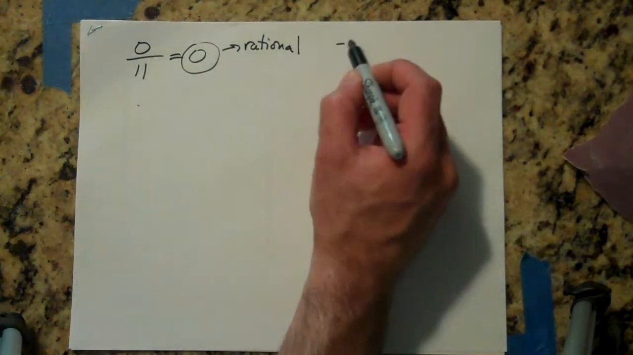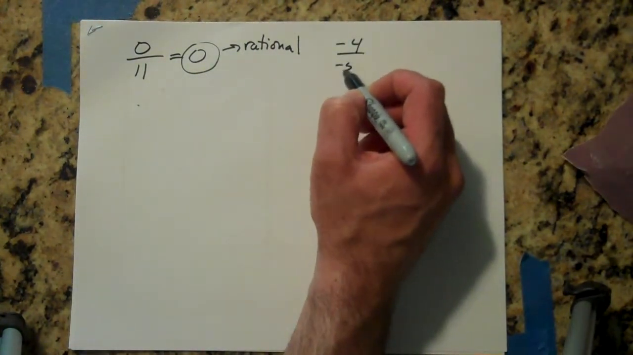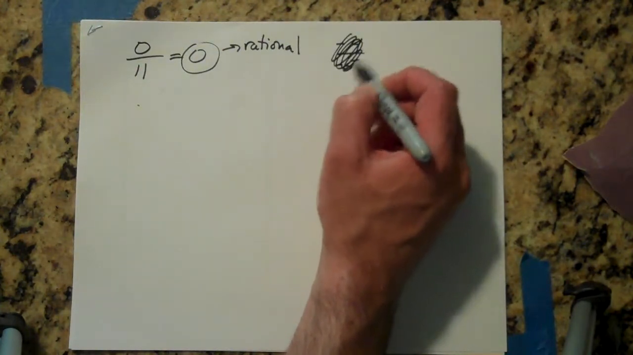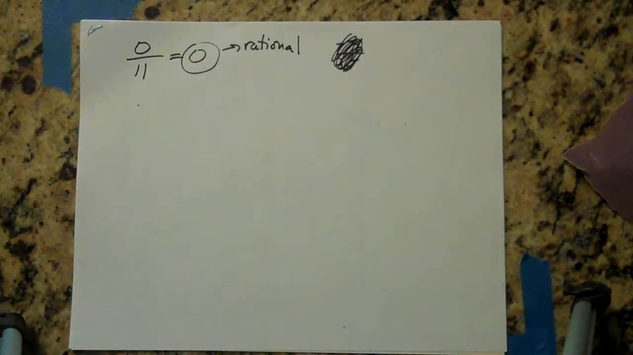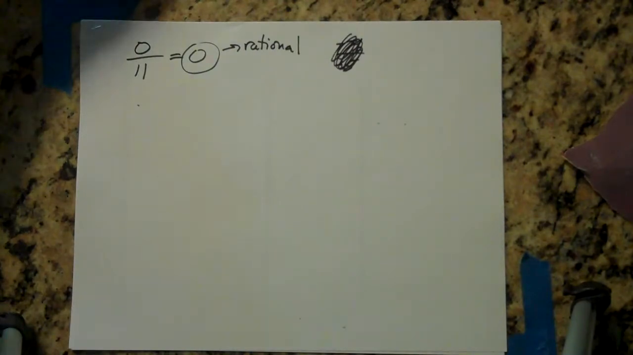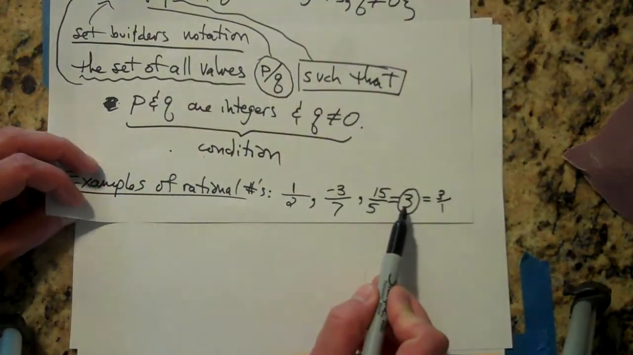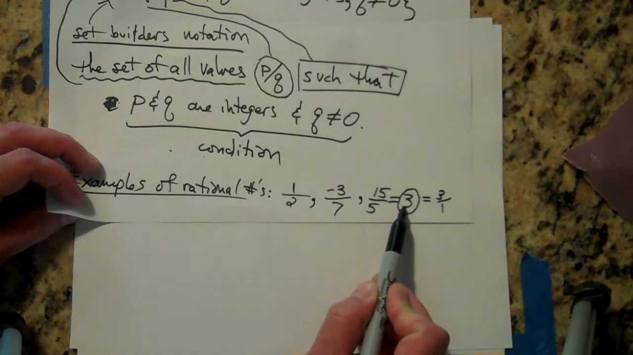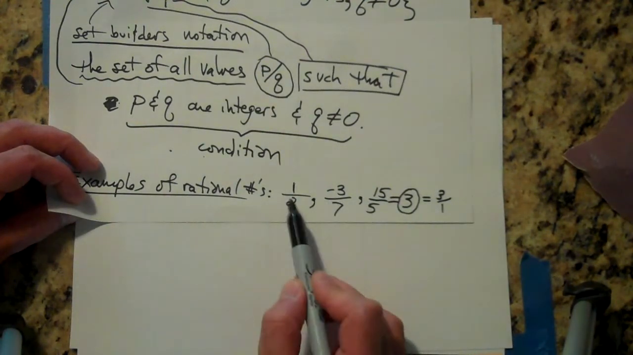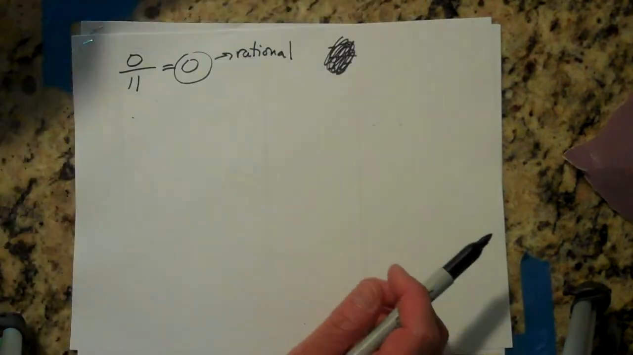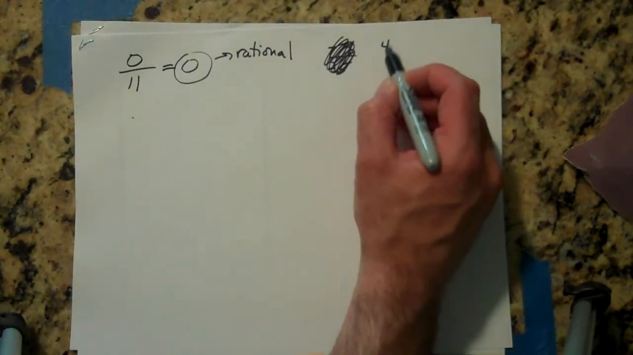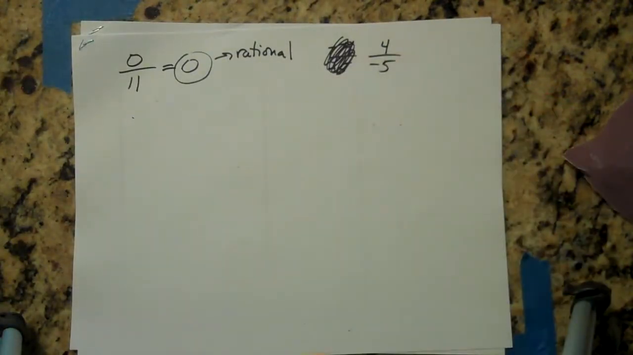And of course, we don't need to be doing this right now. Anything that goes like P over Q can be rational. No matter if it's a whole number, all right? No matter if it's some sort of fraction, whether it be positive or negative, it doesn't matter where the negative is. We can have a negative on the bottom. This would be a rational number as well. All right?